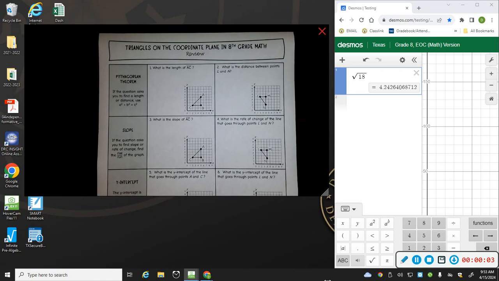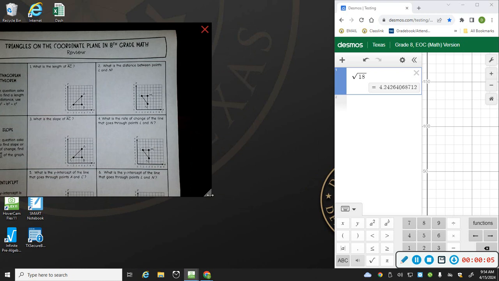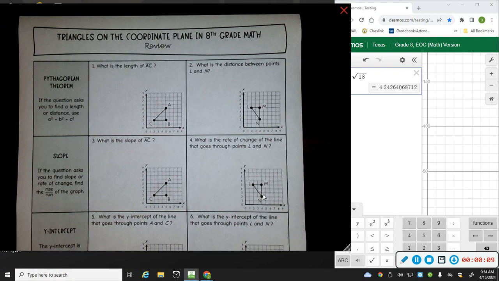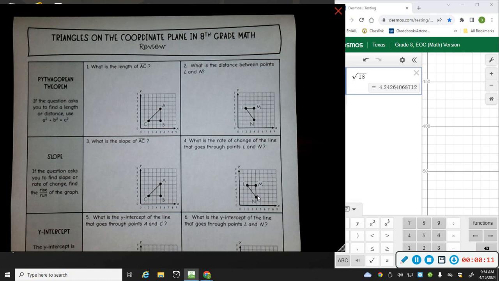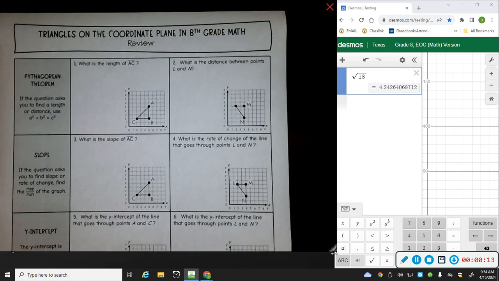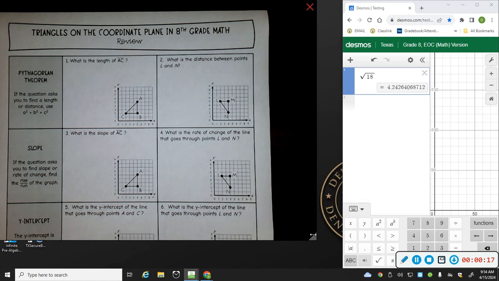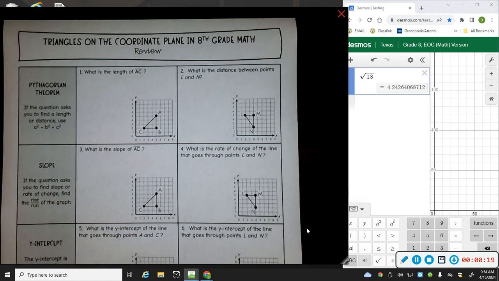Okay, this is Mr. Land speaking, and we are going to look at some math together today. Let's go pull that up there, make that as big as possible while we still have our calculator visible. Okay, so let's get started.